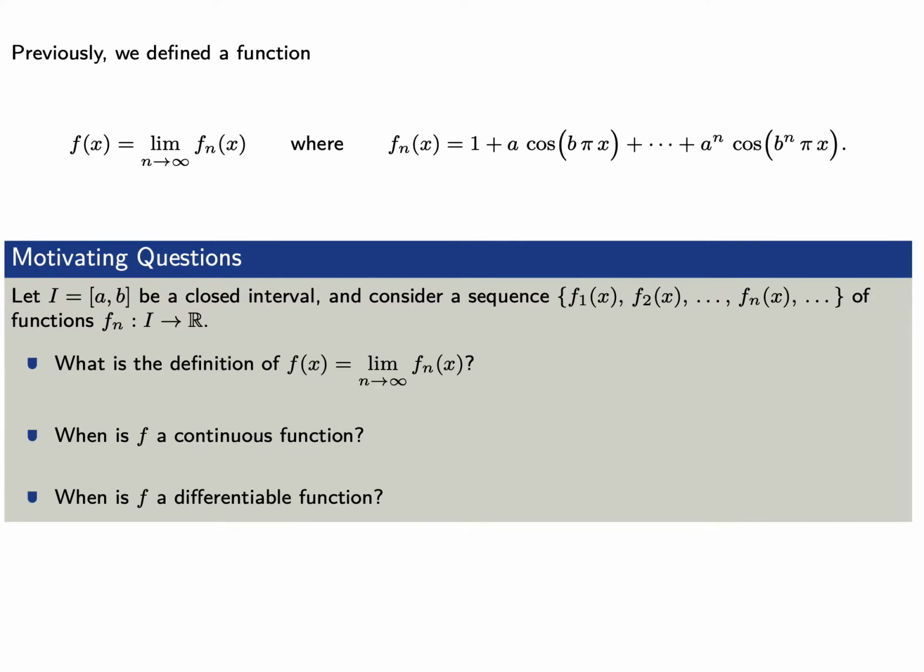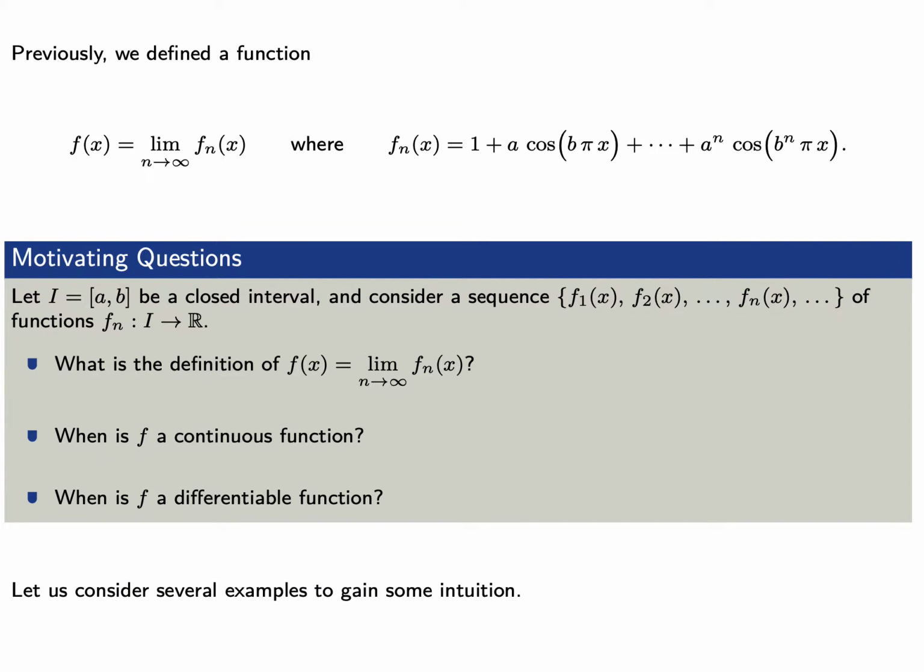More generally, we can say let I be a closed interval, and let's consider a sequence of functions f sub 1 of x, f sub 2 of x, f sub n of x, and so forth that are defined on this closed interval I. First, what is the definition of saying f of x is the limit as n increases without bound of f sub n of x? Second, when is f a continuous function? And finally, when is f a differentiable function?